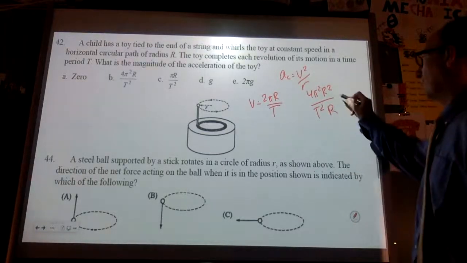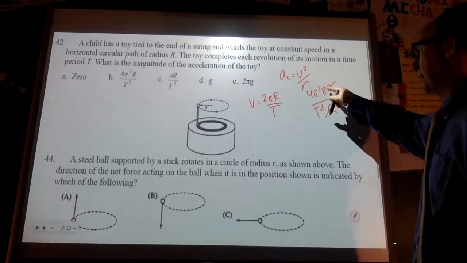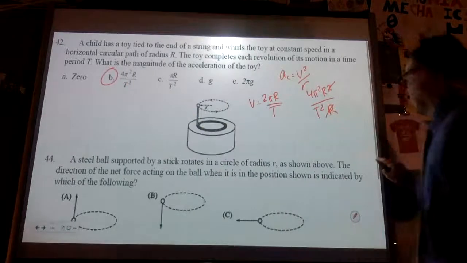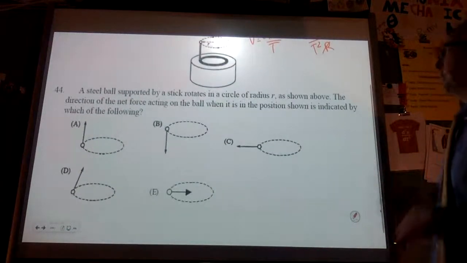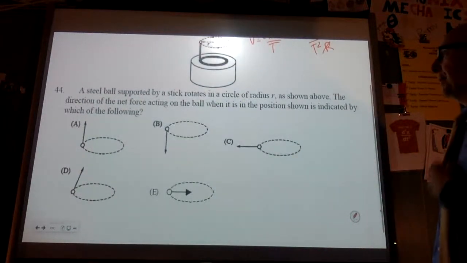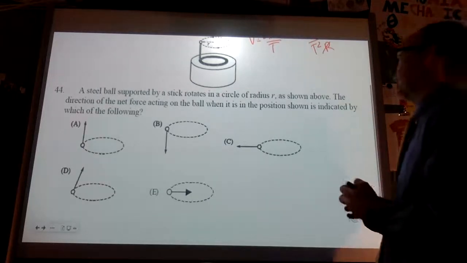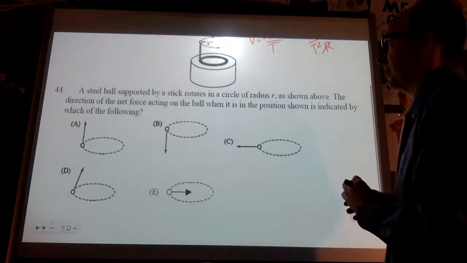And I could cancel out 1r. So 4 pi squared r over t squared. A steel ball is supported by a stick, rotates in a circle of radius r as shown above. The direction of net force acting on the ball when it's in the position as shown indicates which of the following.